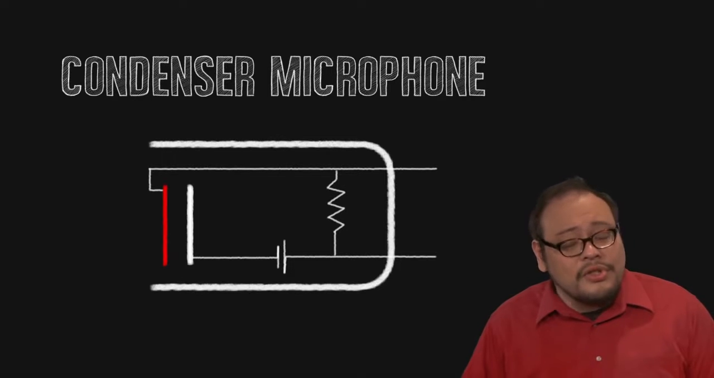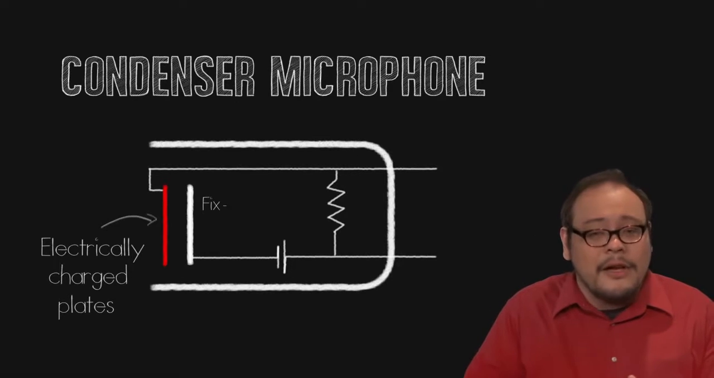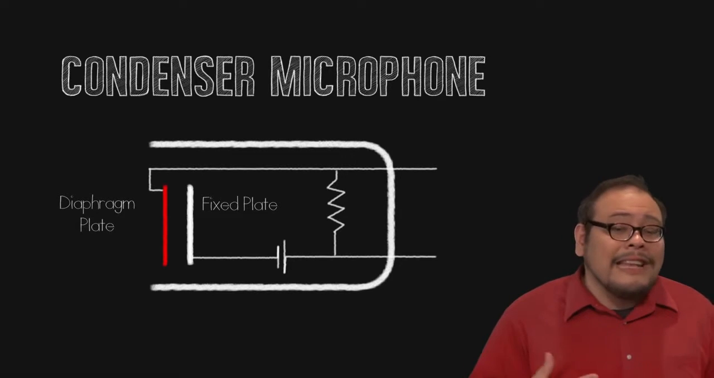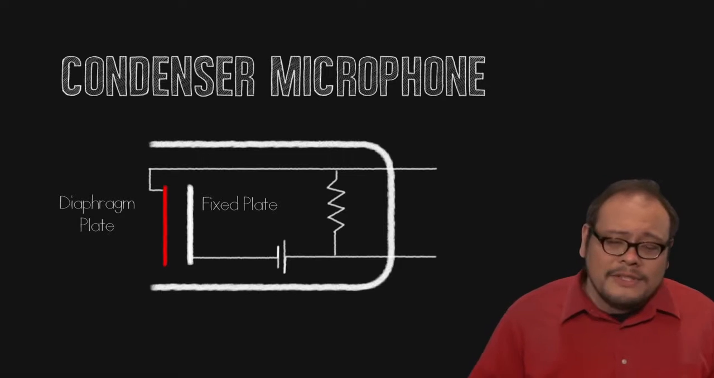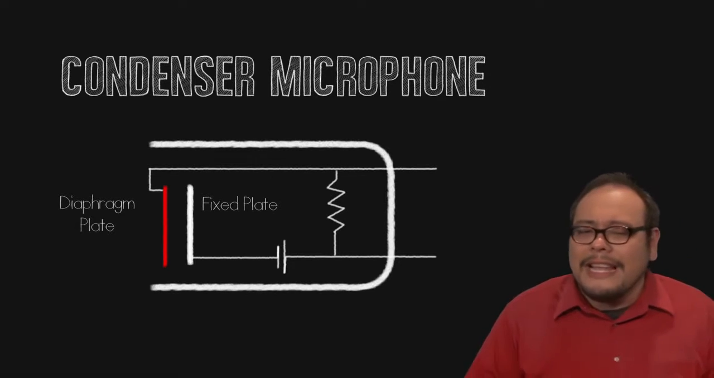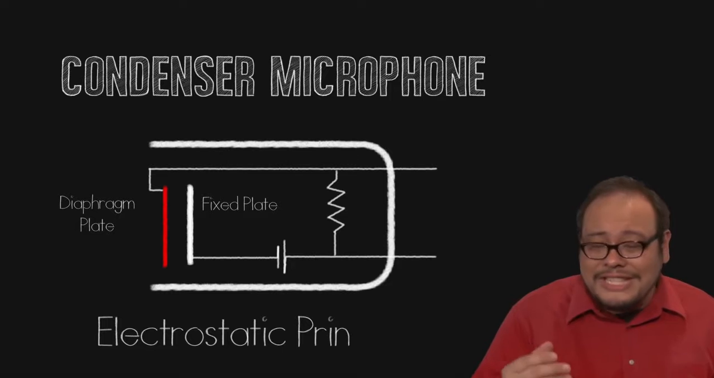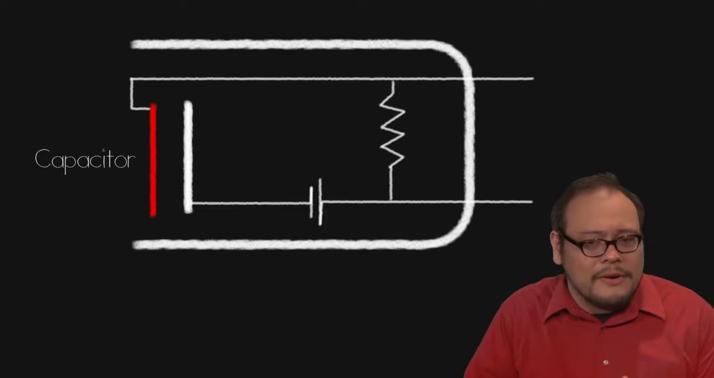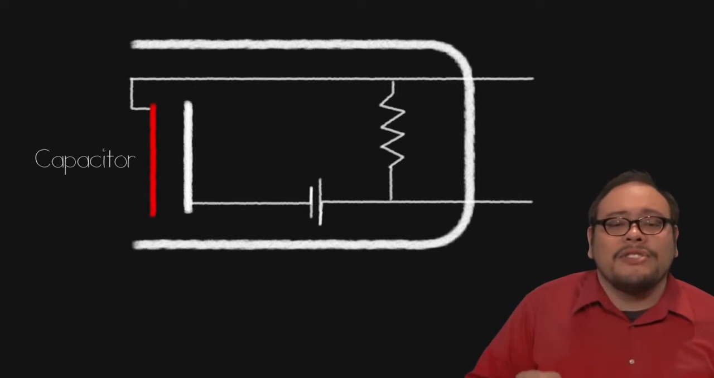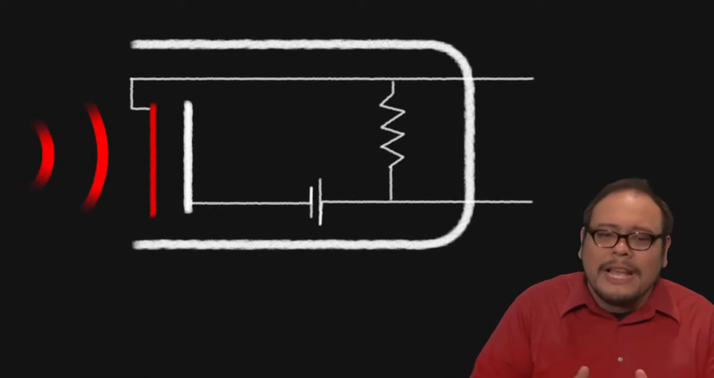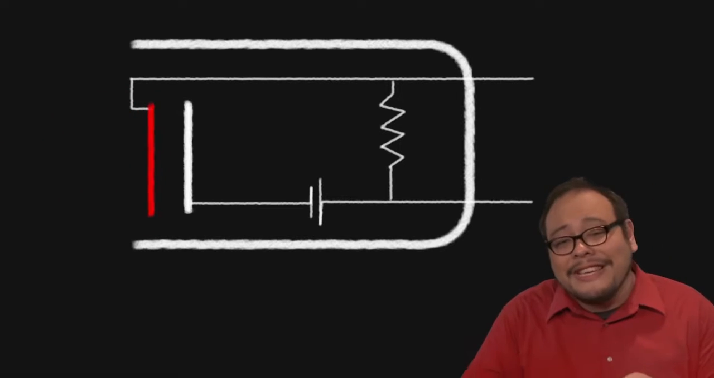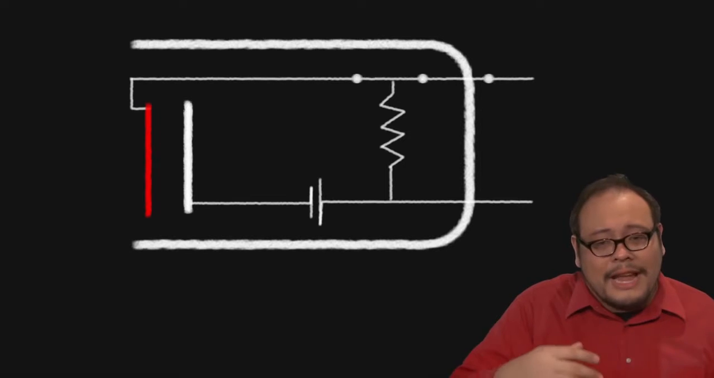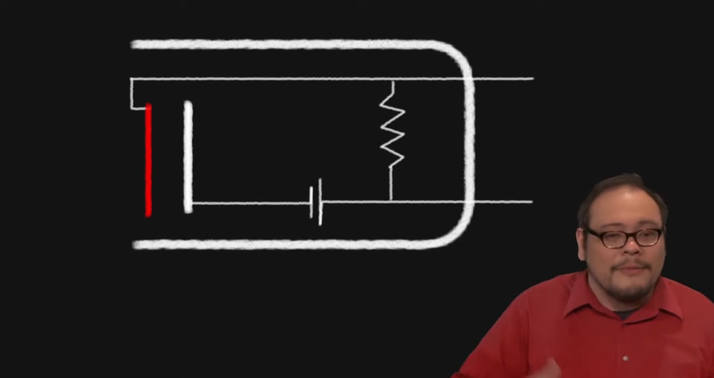Now, condensers use two electrically charged plates, one fixed and one which can move, acting like a diaphragm. Unlike dynamic mics, there is no coil. Instead of using the electromagnetic principle, condenser microphones use the electrostatic principle. The two charged electric plates create what's called a capacitor. As sound waves strike the electrically charged diaphragm, it moves in relation to the fixed plate, changing the capacitance and generating a very small electrical charge, which is then amplified inside the microphone and sent off to be recorded.